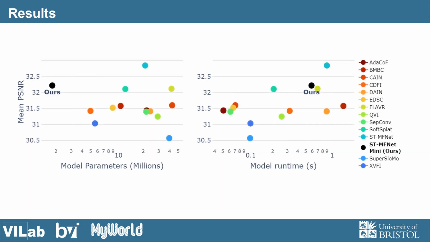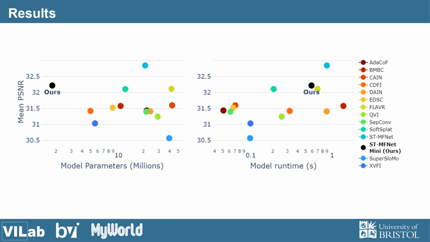Here we show the mean PSNR values of all tested VFI approaches against their model parameters and against their runtimes. It can be observed that ST-MFNet Mini, trained with knowledge distillation, achieves an excellent trade-off between performance and model size, with the lowest model size and second best overall performance. The model with the second fewest model parameters, CDFI, is nearly 3 times as large, and the only model which outperforms ST-MFNet Mini is its teacher, ST-MFNet.